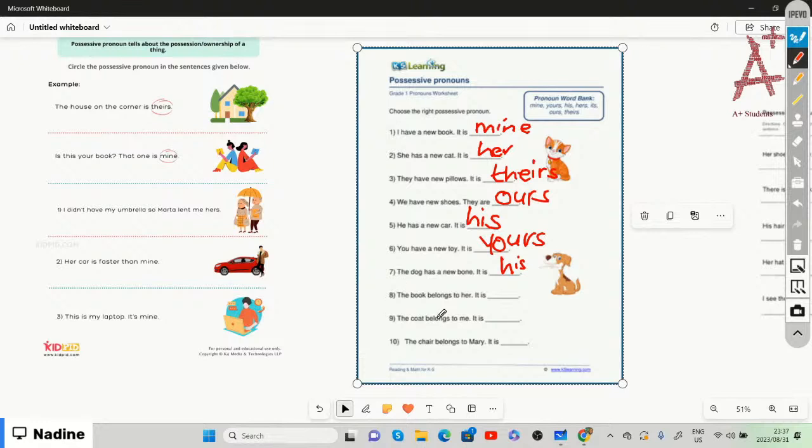The book belongs to her. If the book belongs to her, then we can say it is hers. Because her book, hers, right? The coat belongs to me. So if the coat belongs to me, then I can say the coat belongs to me. It is mine.